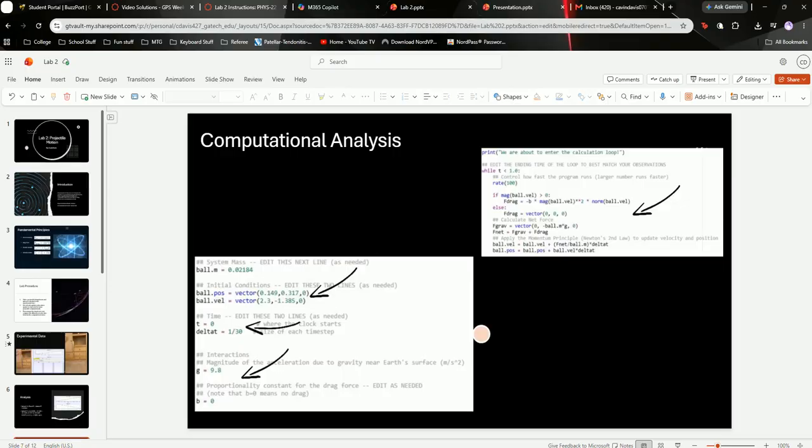Here is my code for the computational analysis. The m value for the mass is 21.84 grams, which converted to kilograms is as shown. The ball's position vector as well as the ball's velocity vector were calculated from the Tracker analysis. Delta t is 1 divided by 30 because it represents the frame rate that we filmed it on. b is equal to 0 because for the first analysis the drag is 0. And then the acceleration of gravity is obviously 9.8 meters per second squared. And then over here is shown the drag equation as well as the drag vector as well as the gravity vector and Fnet.